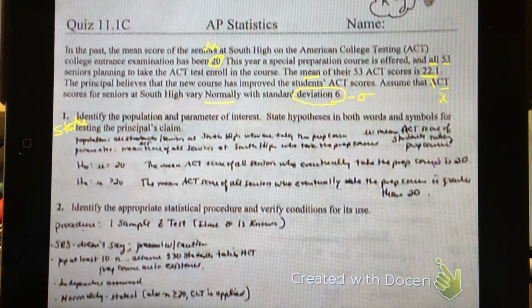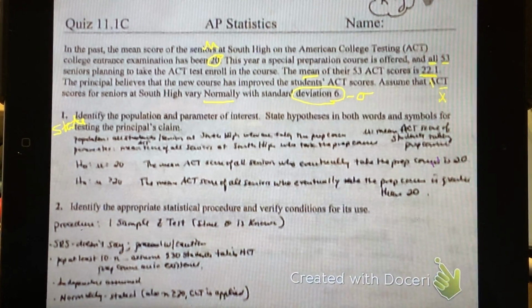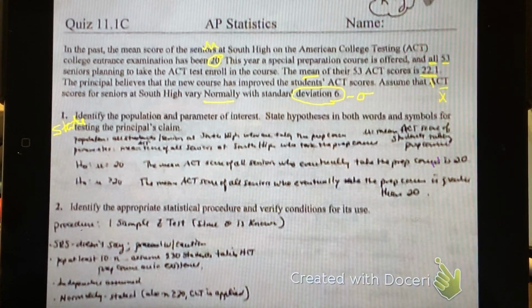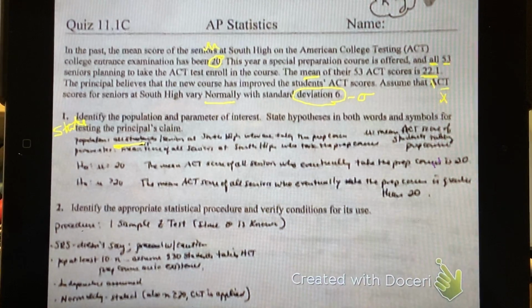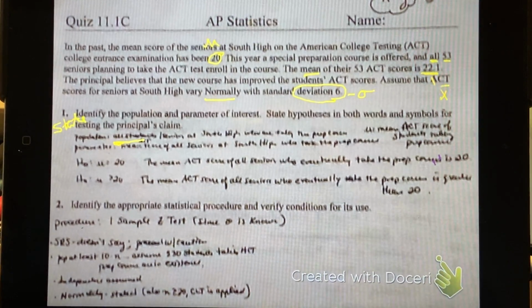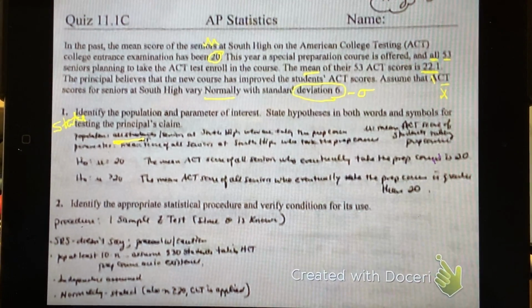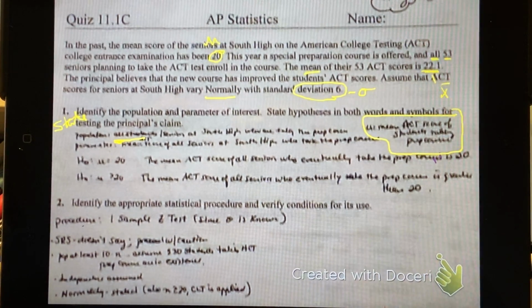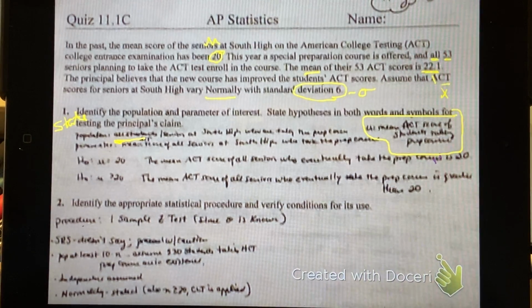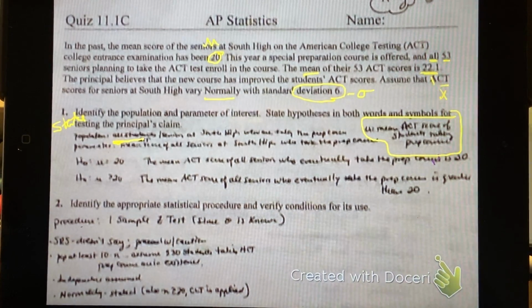Well, your population is just all students and seniors at South High that are going to be taking the exam. So the key word there, all students. And then your parameter, I kind of wrote it twice. Your parameter is what your measurement, what mu stands for. So I'm going to come over here and circle that. It says the mean ACT score of students taking the prep course at South High.